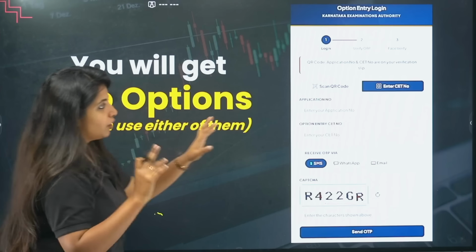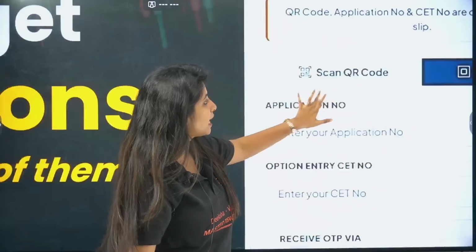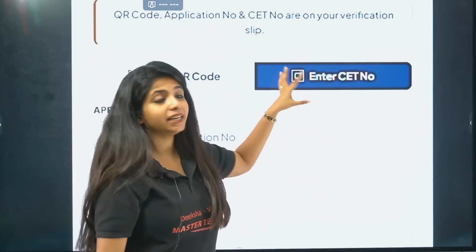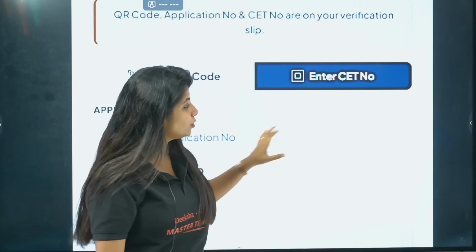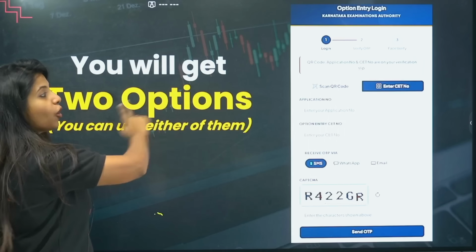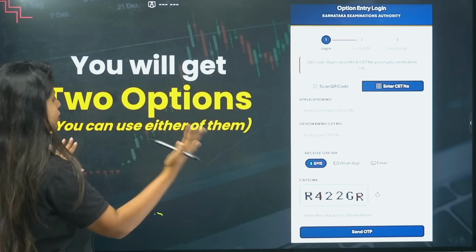So first of all, you're going to get two options. You can either scan the QR code which is there on the verification slip and get entry into it, or enter your CET number. Now both of these pieces of information are there in your verification slip only. So as I said, there are two options for you to get into the option entry portal.